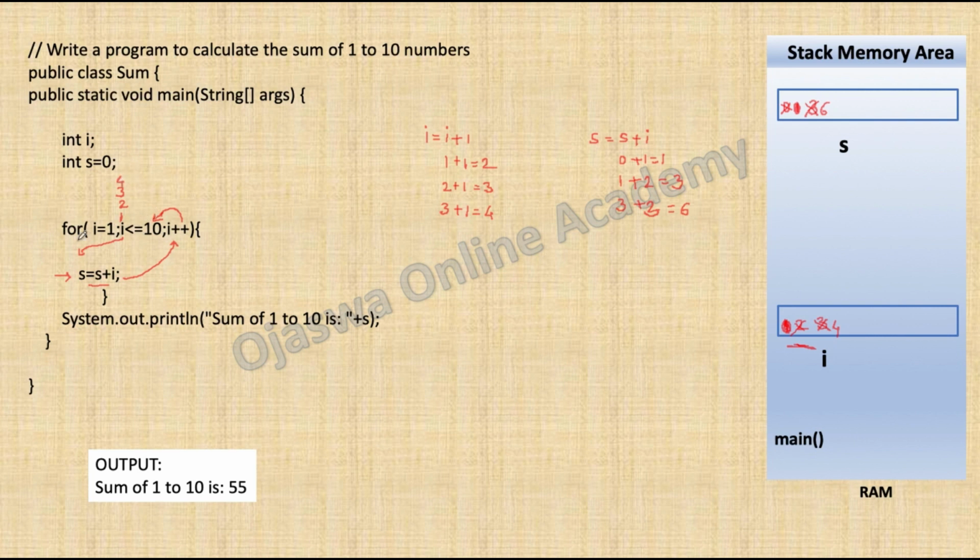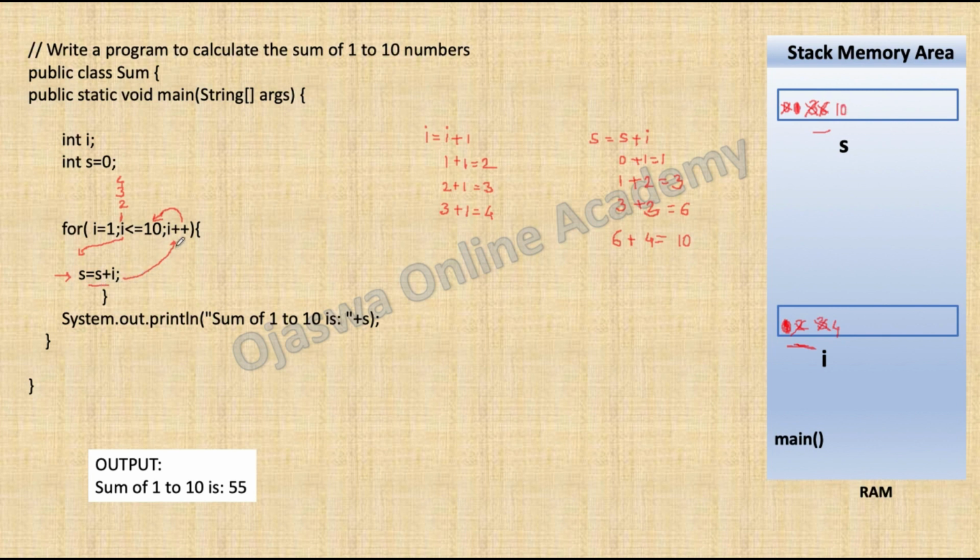4 less than 10, condition is true. Hence control will come inside the loop and this statement will again execute. s equal to s plus I. Value of s is 6. Value of I is 4, which is equal to 10. So now 6 will be replaced with 10. Now the updated value of s is 10.